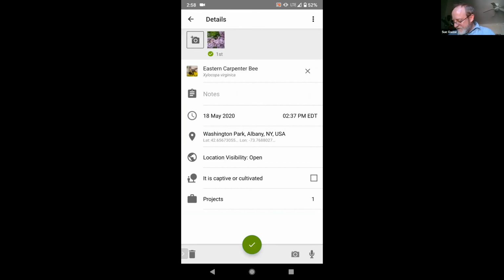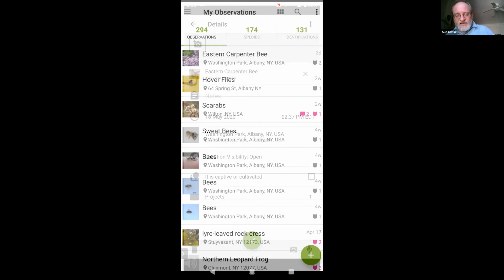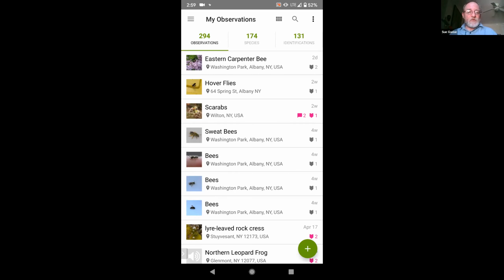Check. And I would submit it by pressing that check mark, and I'm done. That's my observation. I'm not going to do it because I already submitted this living room observation. So I'm going to discard changes to that. So that's the very straightforward, simple way that you can submit observations to our project using the iNaturalist app.